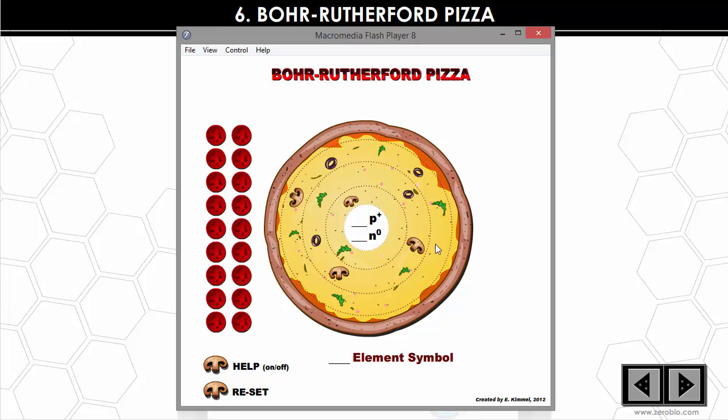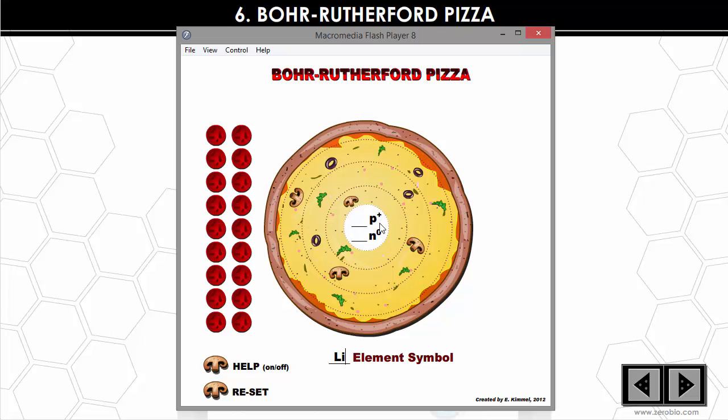Instead of doing an element, we are going to make a pizza here. So let's choose an element to do. Let's say we wanted to do lithium again and make up lithium pizza. I'm going to type in Li, all right, for the symbol.